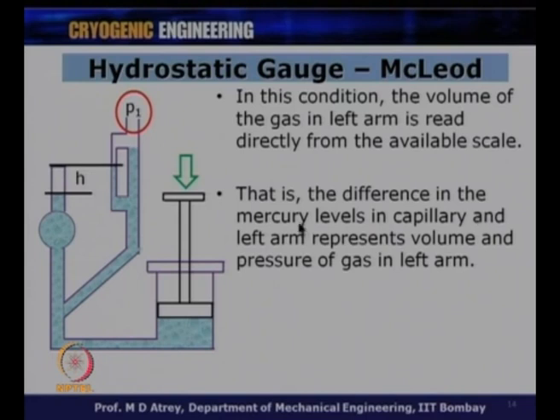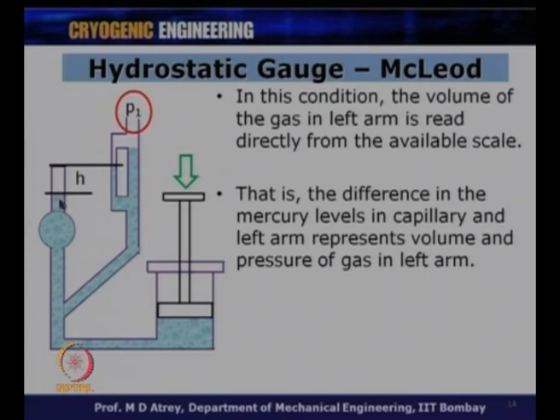The difference in the mercury levels in the capillary and left arm represents the volume and pressure of the gas in the left arm. So, I can calculate the pressure at this point, which is equal to P1 plus the pressure corresponding to the height h. This is my new pressure now, because this is exposed to pressure P1. The volume I know, because I know the cross section area of this and I know the height of this.